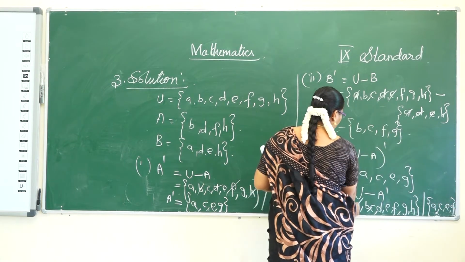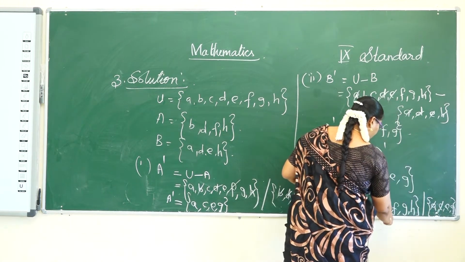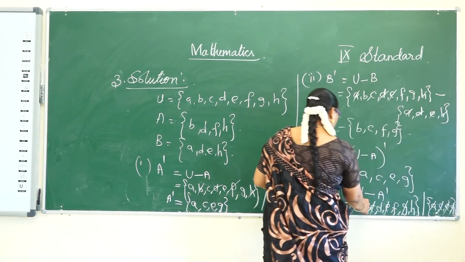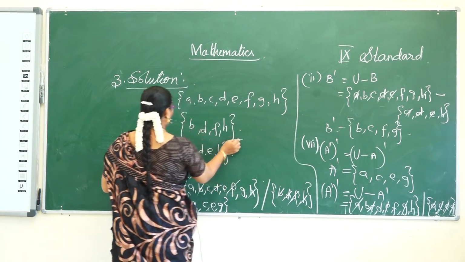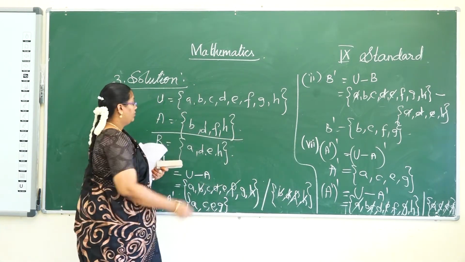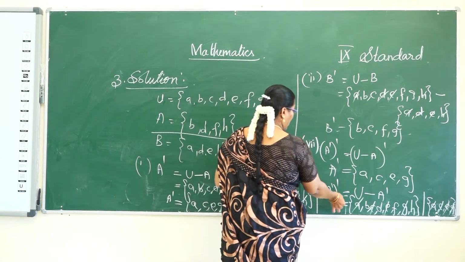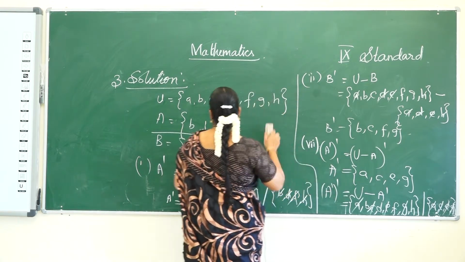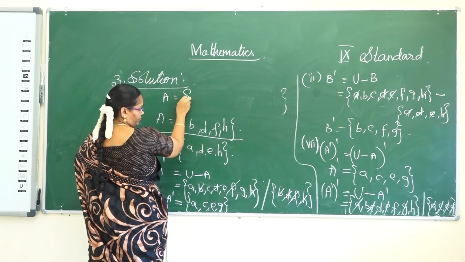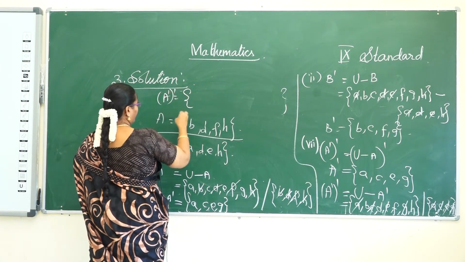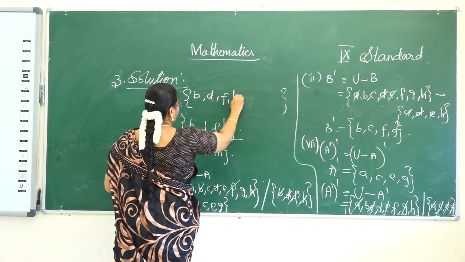Okay, which elements are common? A will be cancelled, C also cancelled, E, G. So what is remaining? B, D, F, H. What is B, D, F, H? The set of all the elements in set A. So for A complement of complement, we get the elements in set A. Okay. So A is equal to A complement, the whole complement, equal to B, D, F, H.